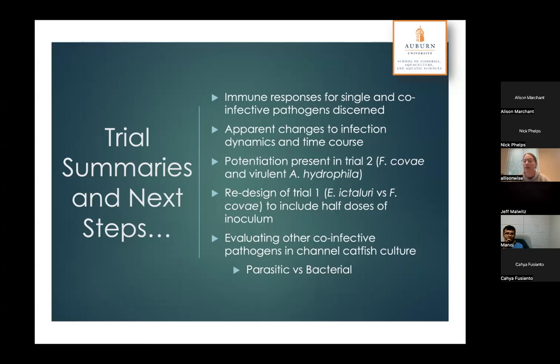We also saw that co-infections can increase mortality in trial 2, which is the graph I just showed y'all, with F-CoV and virulent Aeromonas hydrophila. Also, more work can be done evaluating other co-infective pathogens in channel catfish. You can look at how some pathogens can create a portal of entry, allowing opportunistic pathogens to infect the host, as well as looking at how F-CoV can create a portal of entry with the saddleback lesion for the Aeromonas hydrophila instead of doing a fin clip. Those are just some different avenues and more trial work that can be done in the future to look at co-infections.